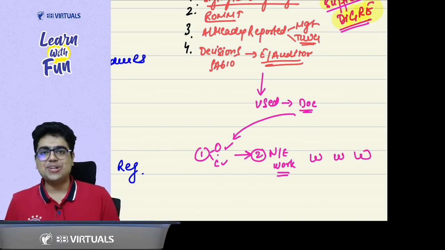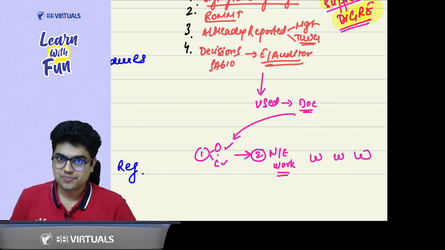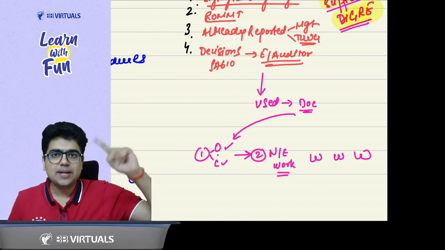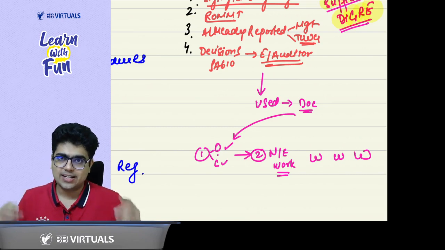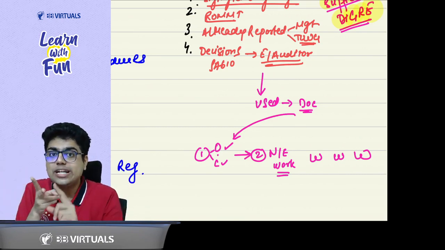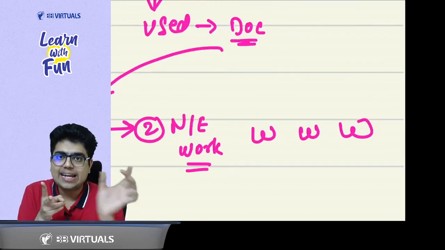Last points are WWW. Sir, what is WWW? Whenever you are using the work of internal auditor for providing direct assistance, you need to enter into a written agreement. Yes, sir. Written agreement with the entity, written agreement with the internal auditor. Got it, sir. Then you need to review the work. So you need to tell who reviewed the work, date and extent of review.